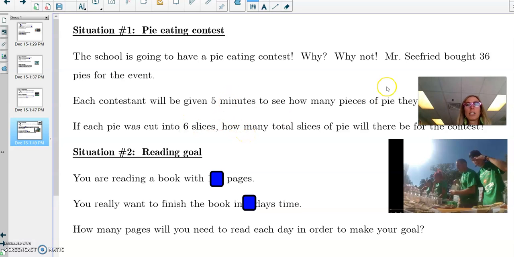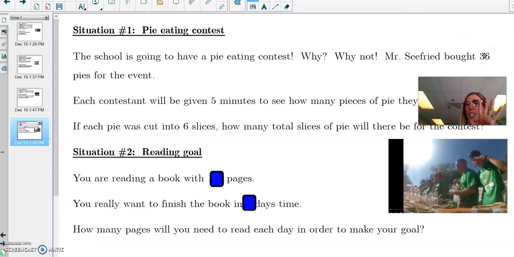So there's one of these numbers that we're not going to use. Which one do you think we're not going to use? Say it out loud. Okay. It's going to be the 5. We're not going to use that 5. We are going to use the 36 and the 6. So if every single pie has 6 slices, that's going to be a lot of slices. Right? That's going to be 36 slices? No.